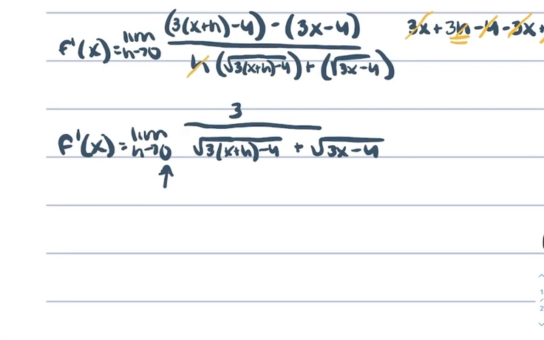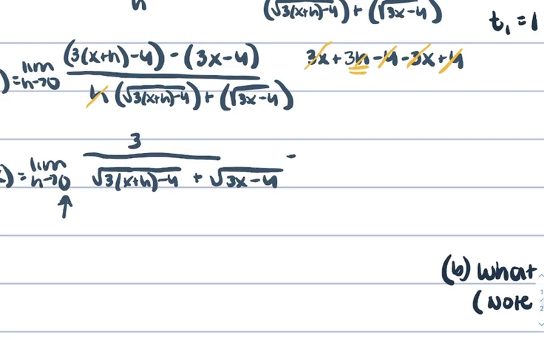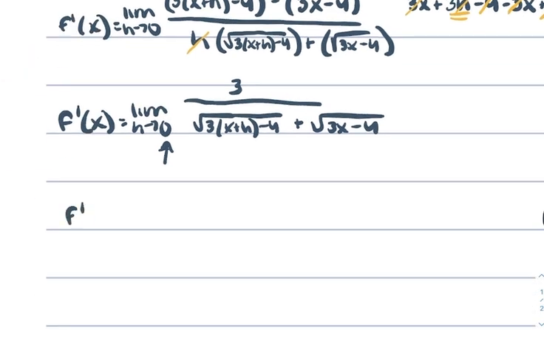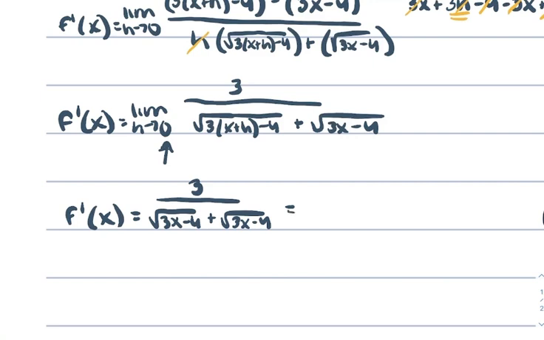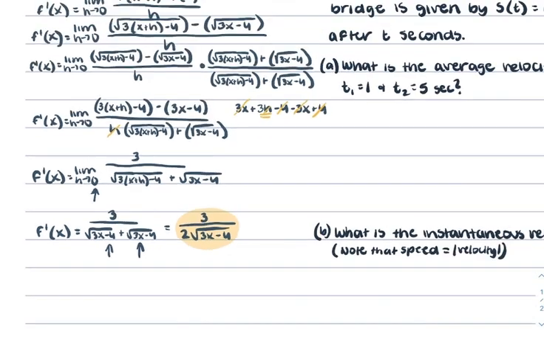And so at this point, we would be able to plug in the h to 0. So we would simply get f derivative of x equals 3 over square root of 3x, remember, this h is 0, so it would just be 0 minus 4, plus square root of 3x minus 4. Well, wait a minute. These two are the exact same, so we can just do 2 square root of 3x minus 4 under 3. So this right here would be our answer to the derivative.